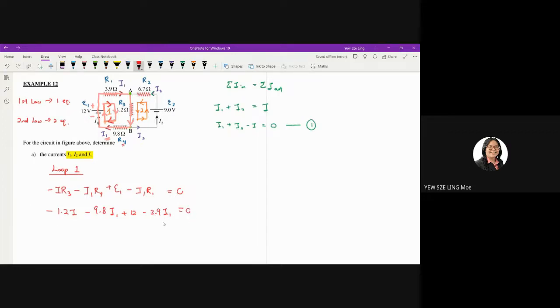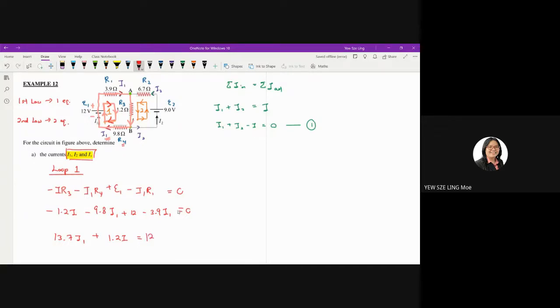Here I want to be careful. If the question just asks for I1, I2, and I, then you can leave it in this form. But since the question is asking for these values, I'm going to rearrange it. 9.8 plus 3.9 equals 13.7I1, plus 1.2I equals, oh not equals to 0, sorry, my bad, it equals 12.